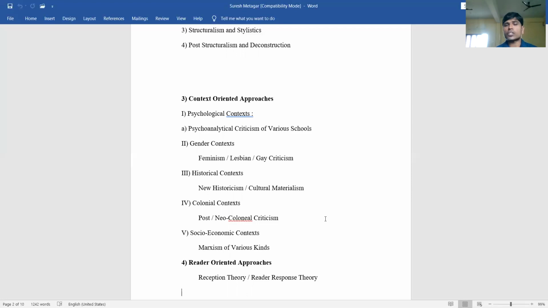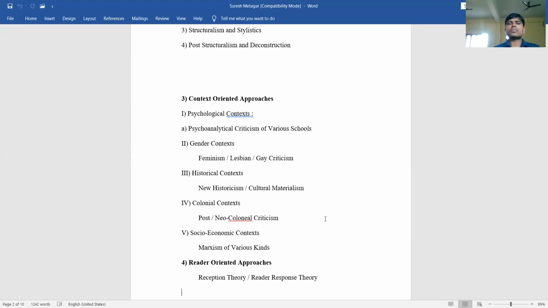For example, the first one is the psychological context. Here the literary text is analyzed on the basis of psychological theories and psychoanalytical techniques, which they use to analyze the mind of the writer, the mind of the reader, and the mind of the society, and so many things of psychology, the things concerned with the mind.